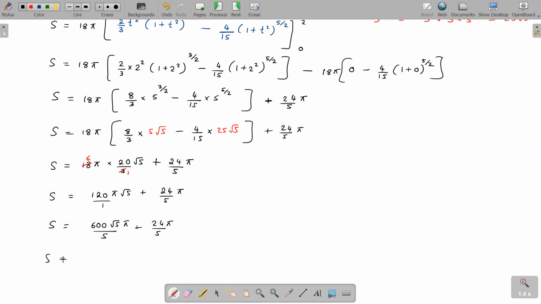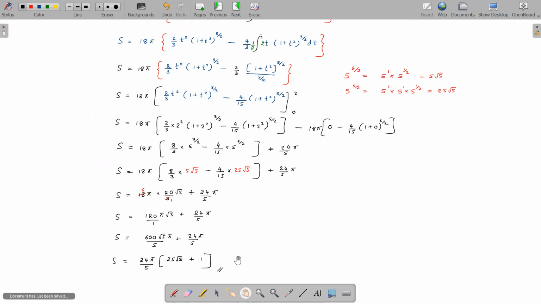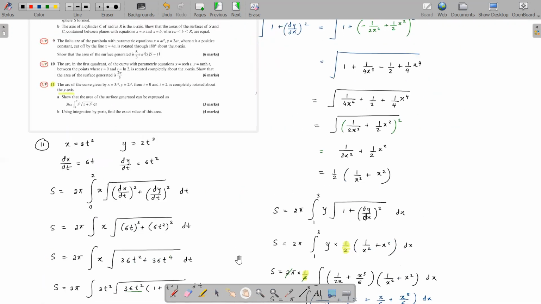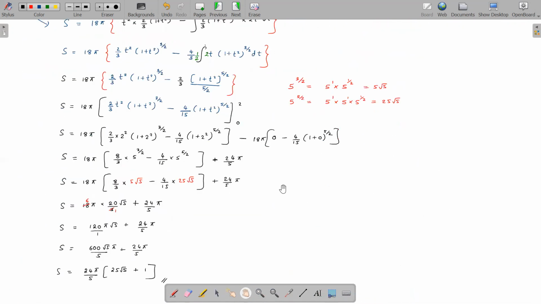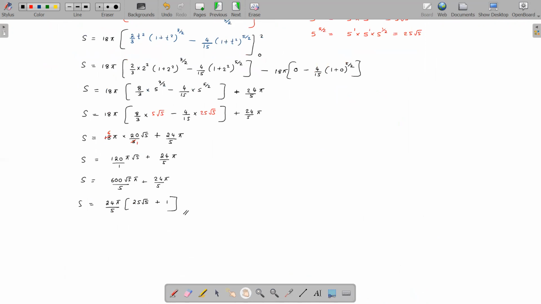So now I can take, 600 is divisible by 24, isn't it? Yeah. So I can take 24 out, I can take 5 out. So 600 divided by 24 is 25. 5 stays inside, 5 goes out. 24 over 5, that means it's just a 1. So basically, this is my answer. This is the most simplest answer. Clear with you all? Yeah, so then find the exact value of the area. So this is the exact value of my area.